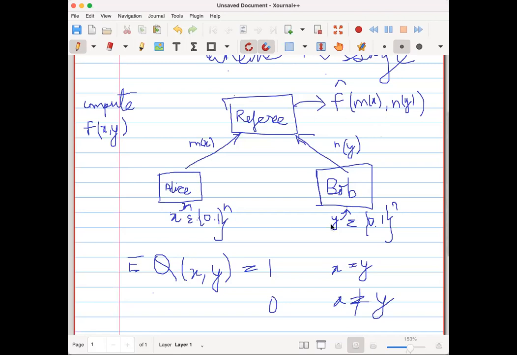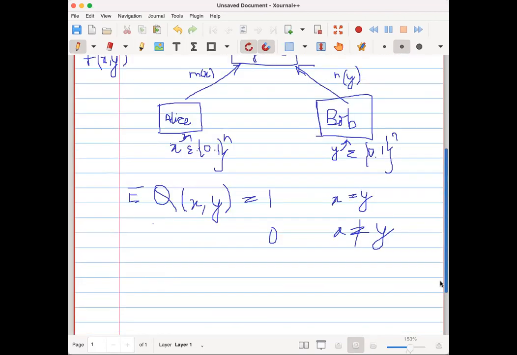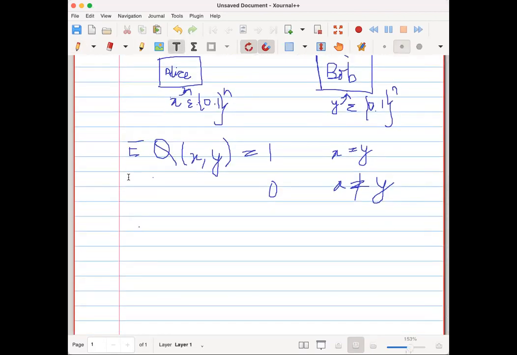So any simultaneous problem has a trivial protocol where mx equals x and ny equals y. Alice and Bob just send the whole input. So the challenge here is to come up with more efficient protocols. Can Alice use shorter messages? Can Bob use shorter messages? The trivial upper bound is n comma n. So for equality, the trivial protocol is always there. The question is, can you do better? So let's first argue that if you are talking of deterministic algorithms, you cannot do better. Let's see why that is the case. Let me write down what I'm saying.